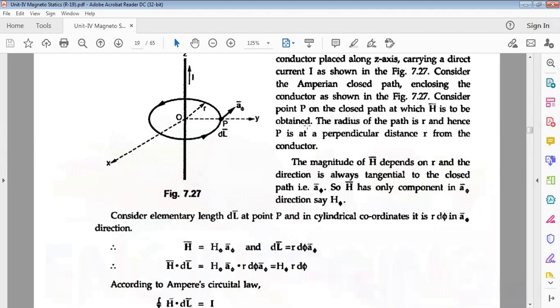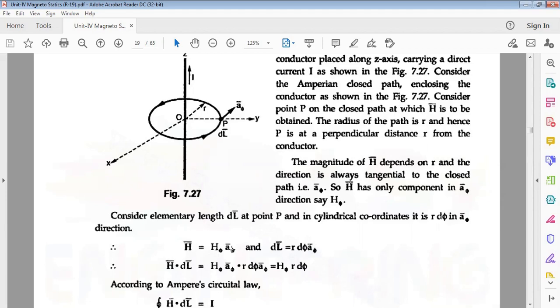By using Ampere's circuital law, consider a long straight conductor on the z-axis, and a circular loop with radius R. The point P is on the loop, in the a phi direction. A small differential length we can assume at the point P. So H bar is always H phi a phi bar.